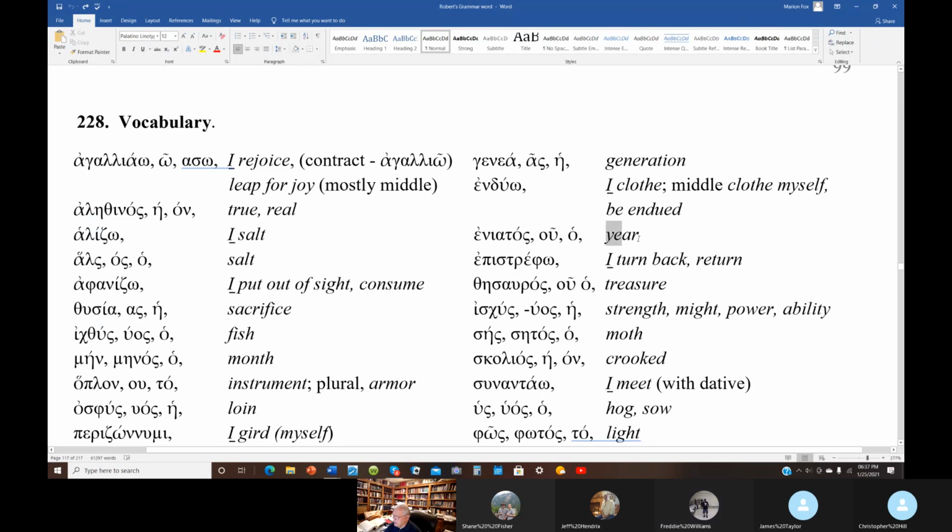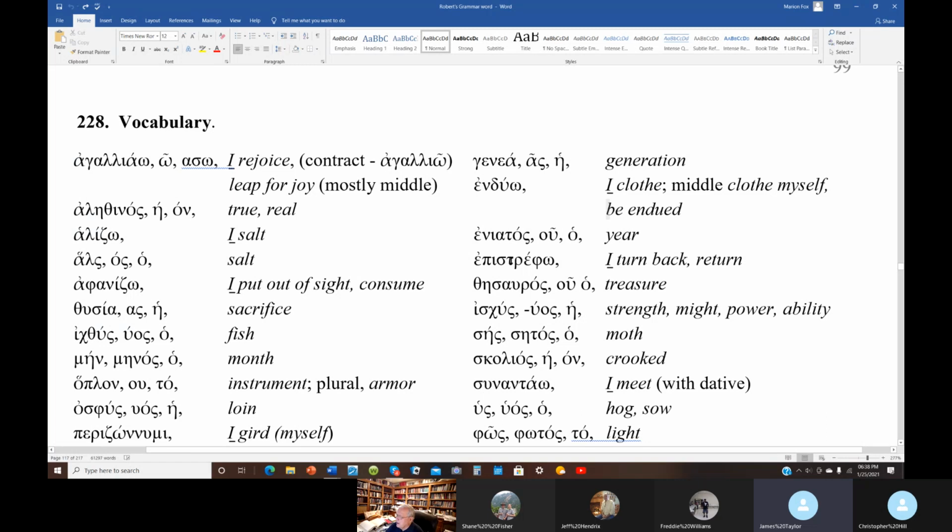Eniatos is a year. Of course, it's a noun, it's nominative case, and that's your genitive. There's your article, so it's a masculine noun. Comment or question?